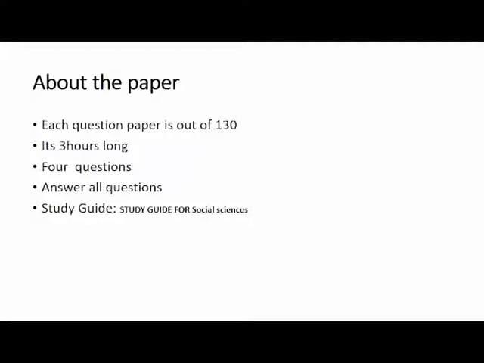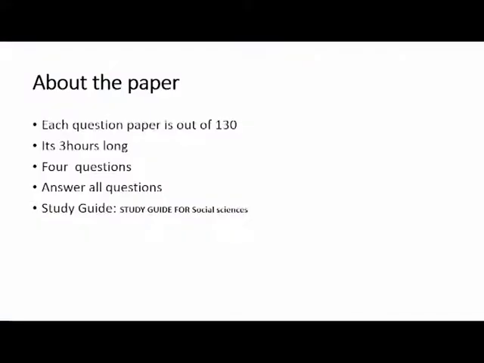So each question paper for May, August, and November will be out of 130. Each question paper will be 3 hours long. There will be 4 questions for each question paper, and you are expected to answer all questions. You are provided with a study guide for Social Sciences by IOL, so make use of it for study purposes.